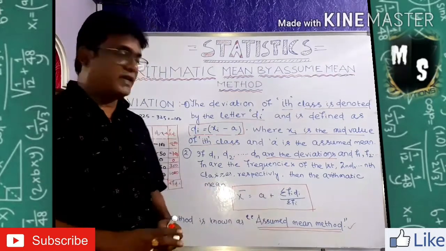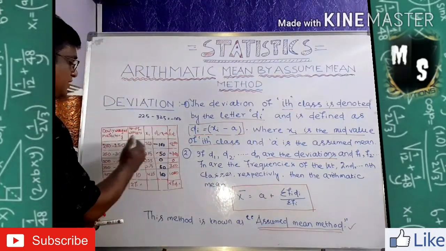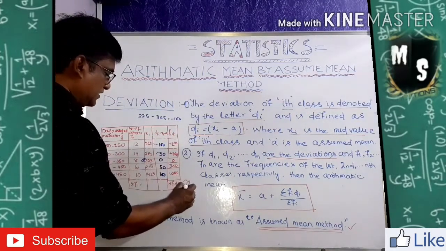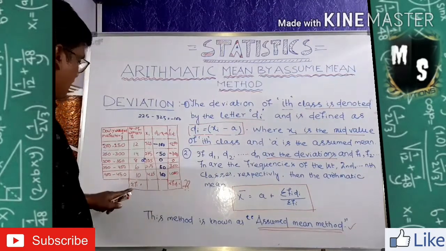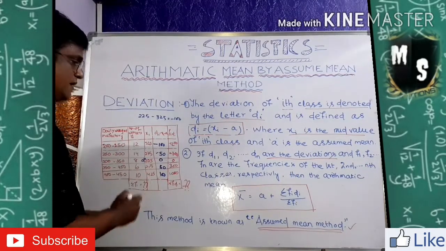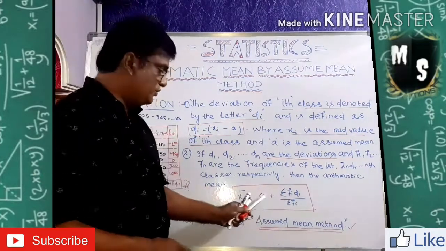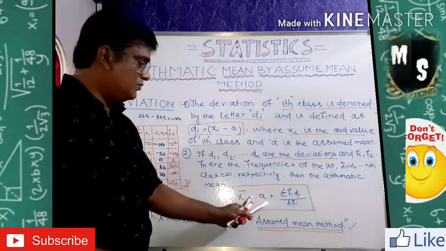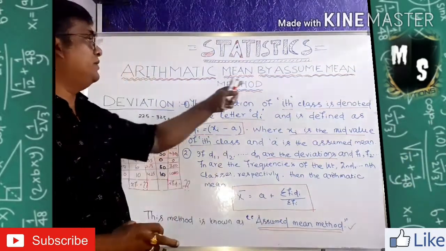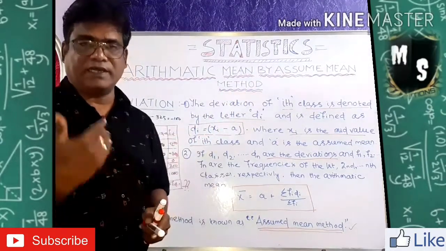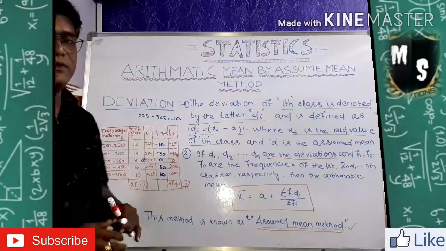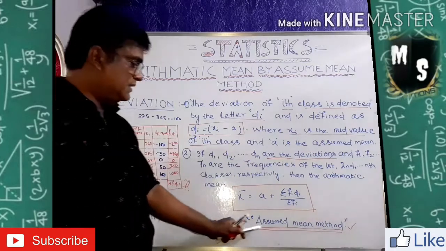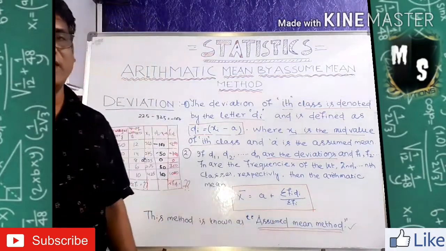That means a di column will be there and also an fi column. Multiply the fi di, and you add it to get the sigma fi di. Now sigma fi, you add it, it will give you the sigma fi. Now you divide both and add your assumed mean. What is your assumed mean? You already took it, that is 325. Add with this and you will get the mean of the data by the assumed mean method. So this method is known as the assumed mean method. I hope you all are clear about it.